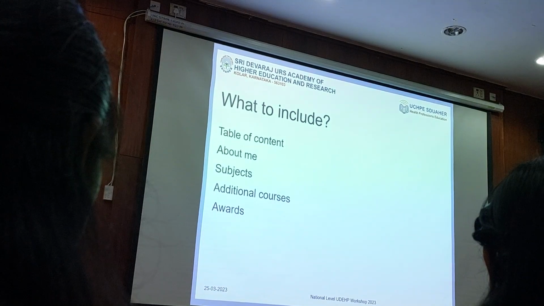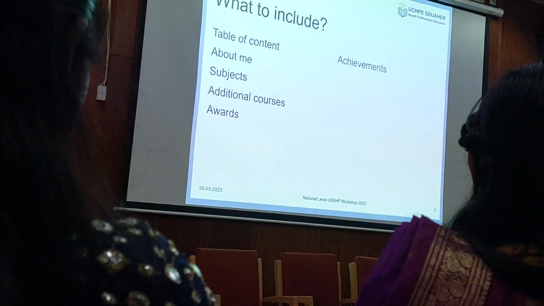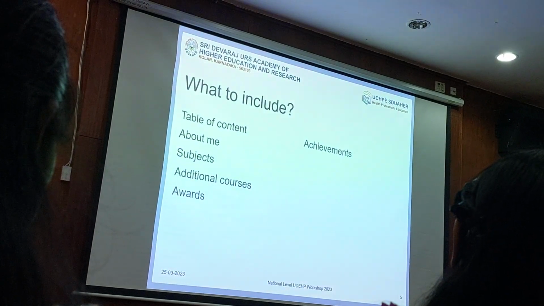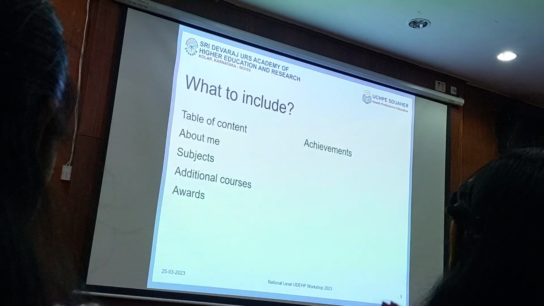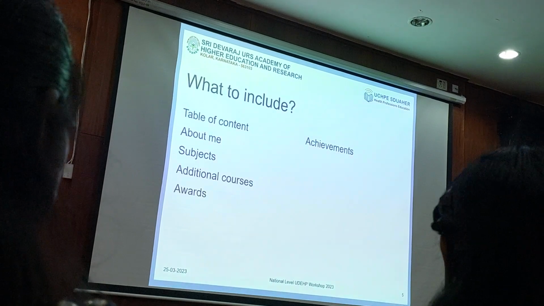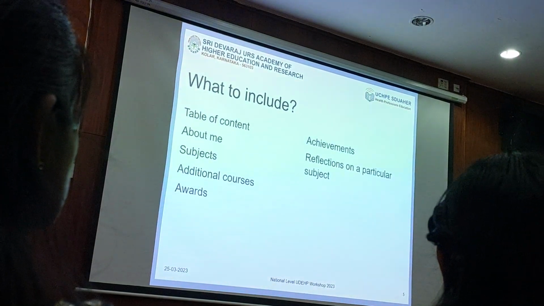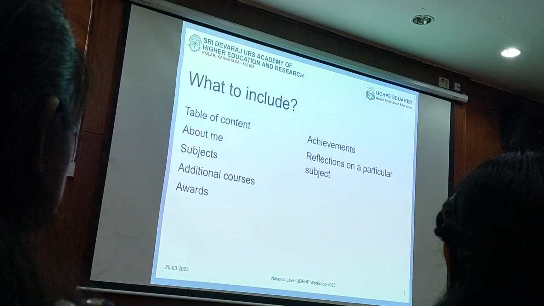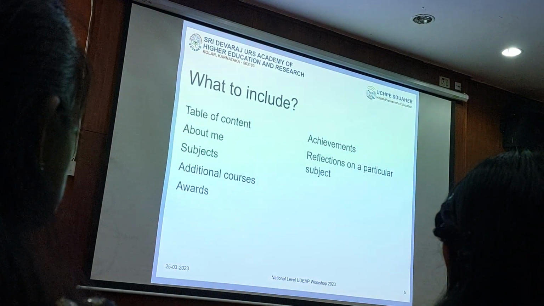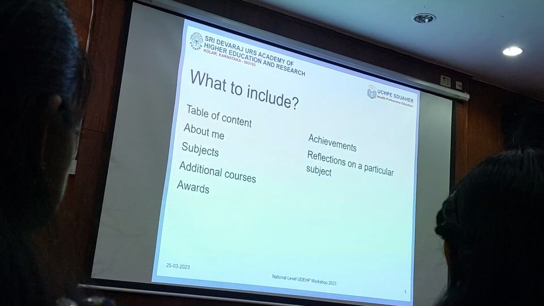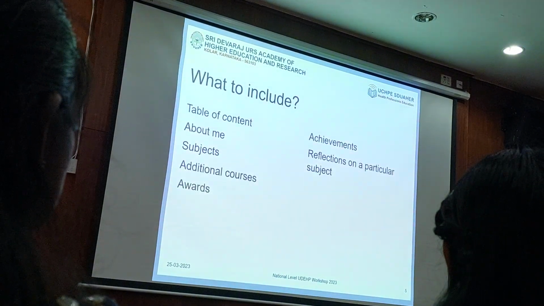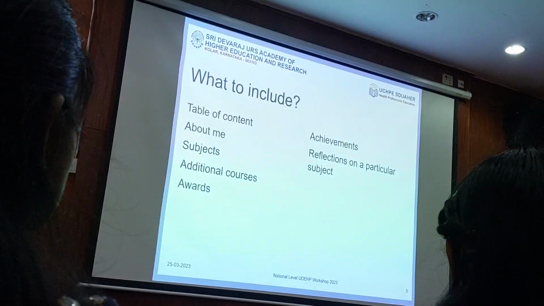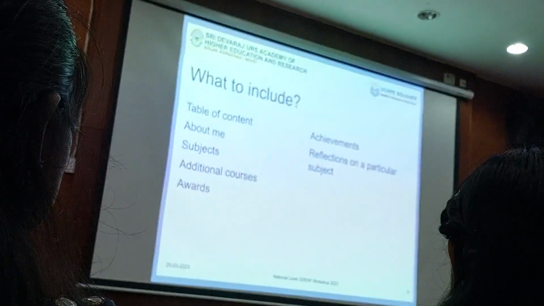Awards. If he has received any awards, he can add them. Achievements. For example, there was a quiz in their college and he won first prize or second prize. Then reflections on a particular subject. For example, he has read about a particular topic, it was very good, it was interesting for him, like how ma'am was explaining about an article. So he can have a reflection on that particular subject or topic also mentioned.